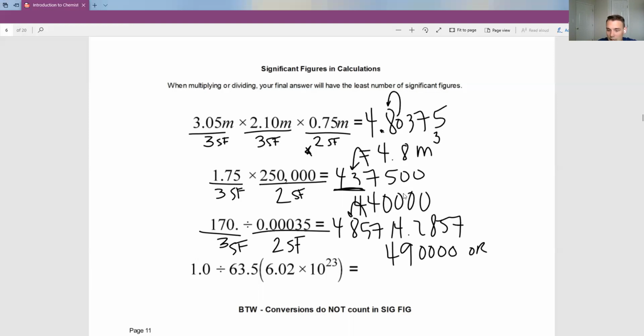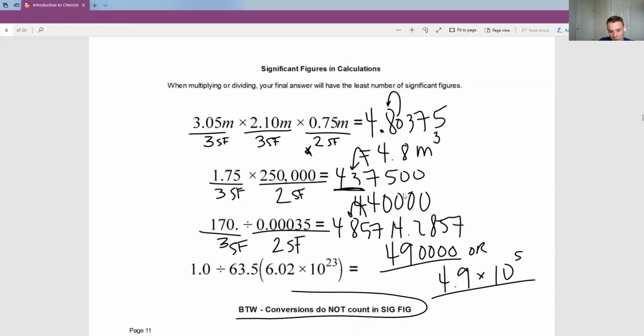Or I could turn this into scientific notation, 4.9 times 10 to the 5th. Okay, it does not matter what you put your answer in. This number has 2 sig figs, that number has 2 sig figs, and that is the important part. By the way, when we talk about conversions, you do not count sig figs with conversions, and I'll show you what that means when we get there.